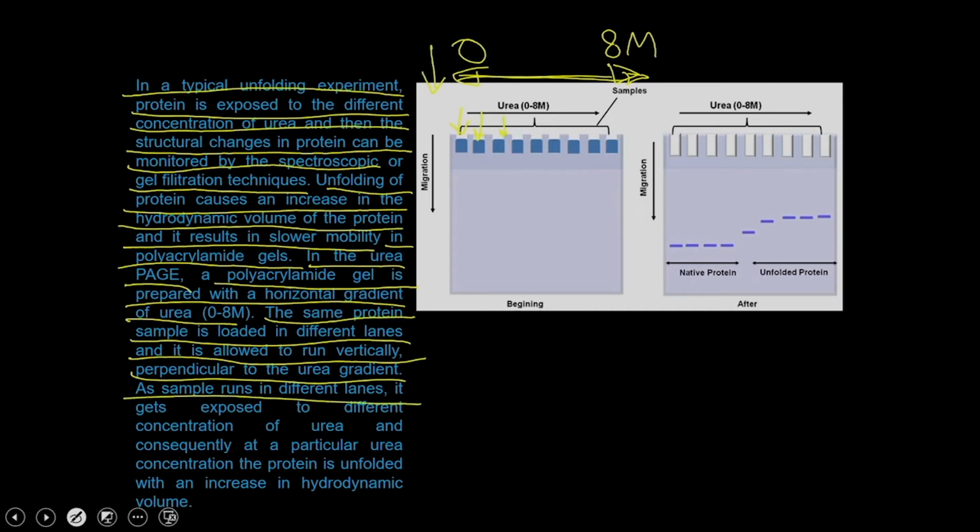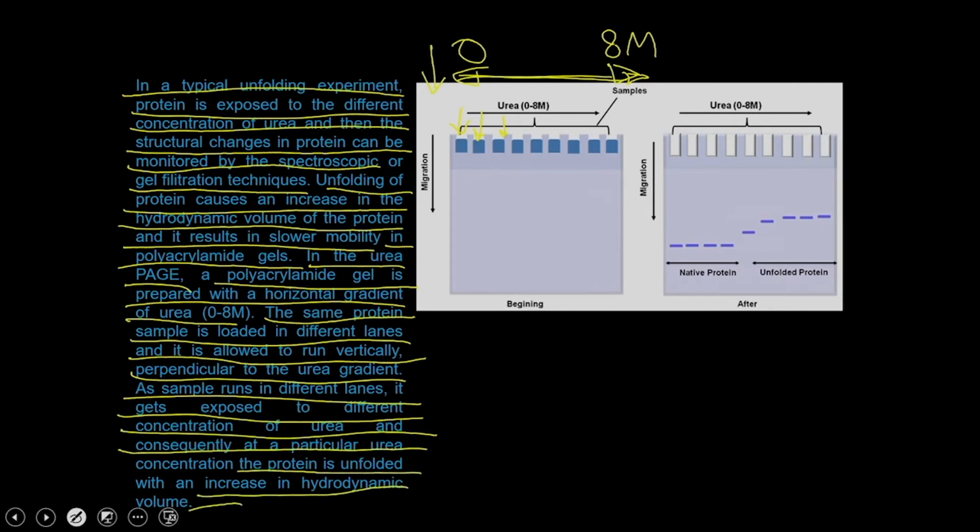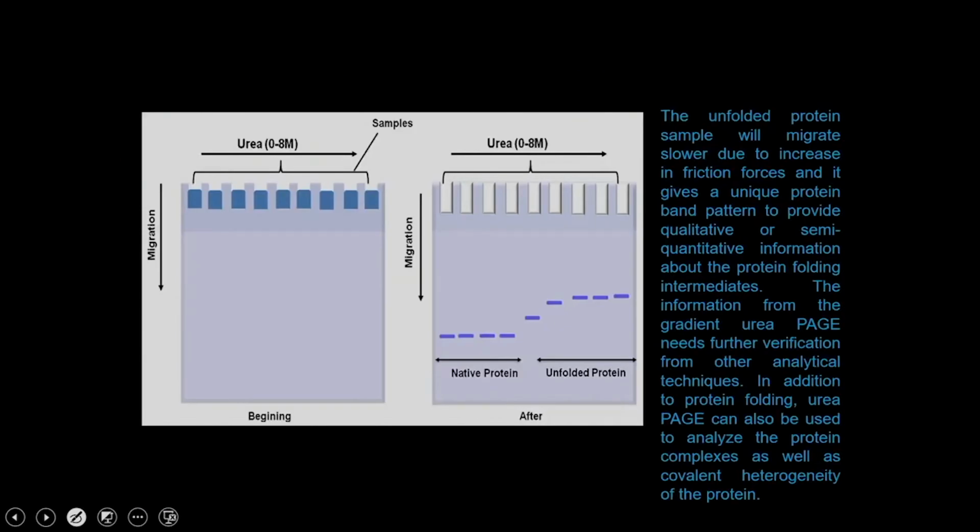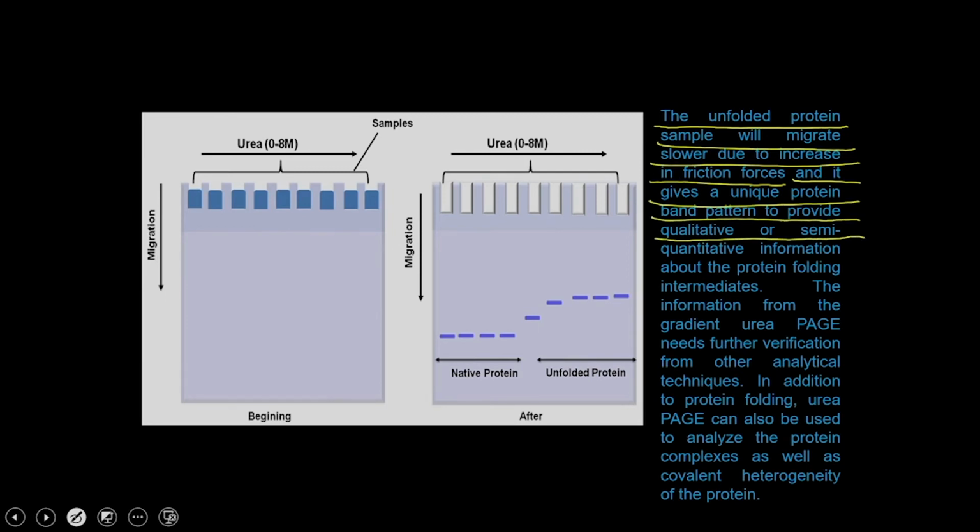As the sample runs in different lanes, it gets exposed to different concentrations of urea, and consequently at a particular urea concentration, the protein is unfolded with an increase in hydrodynamic volume. So, when you are starting the experiment, all the samples will look the same, except that they are going to get exposure to different amounts of urea. The unfolded protein sample will migrate slower due to the increase in frictional forces, and it gives a unique protein band pattern to provide qualitative or semi quantitative information about the protein folding intermediate.